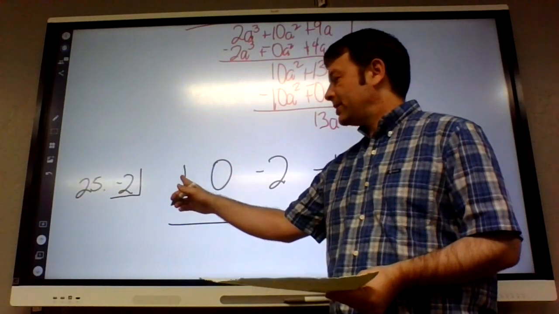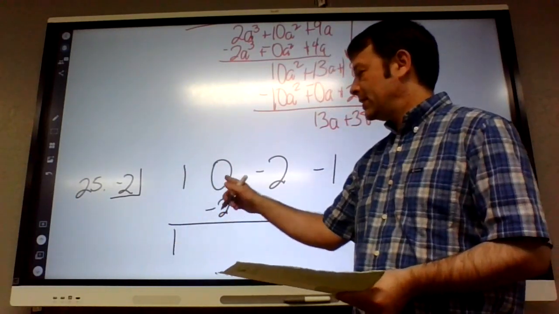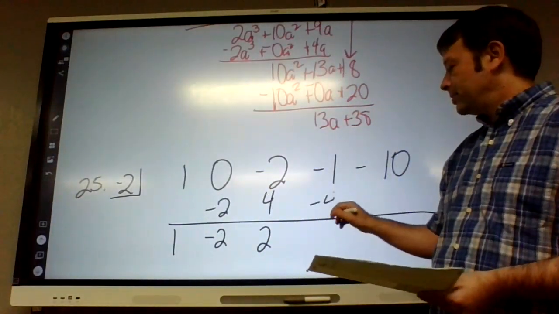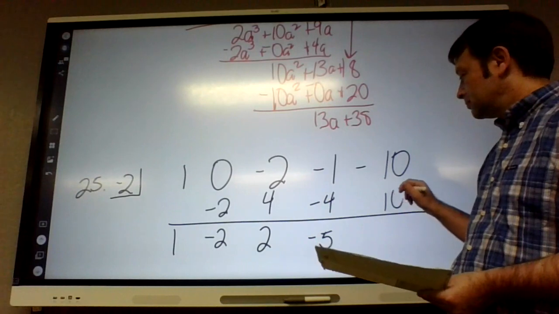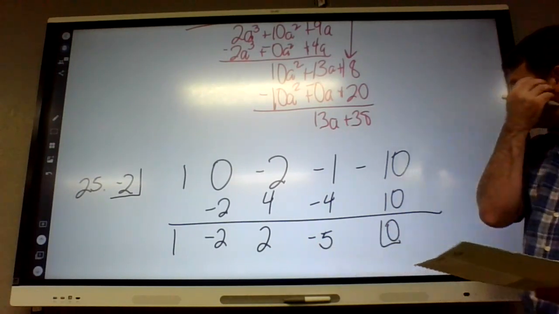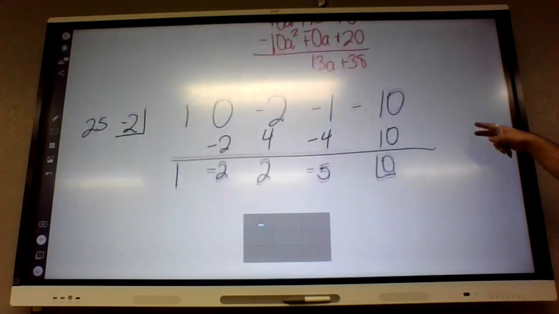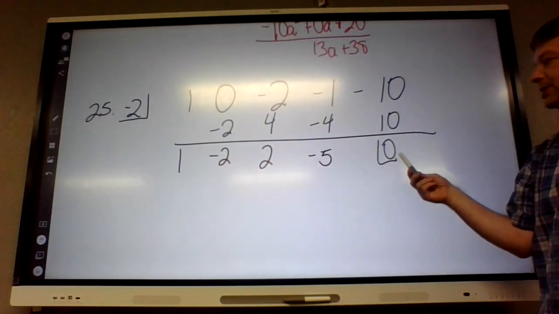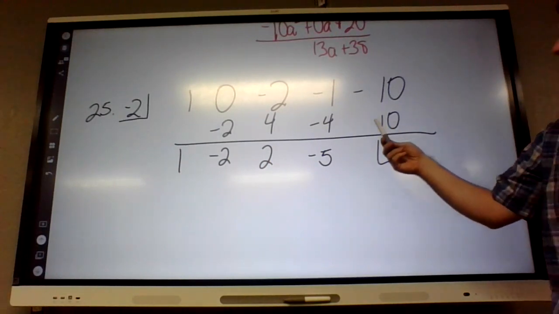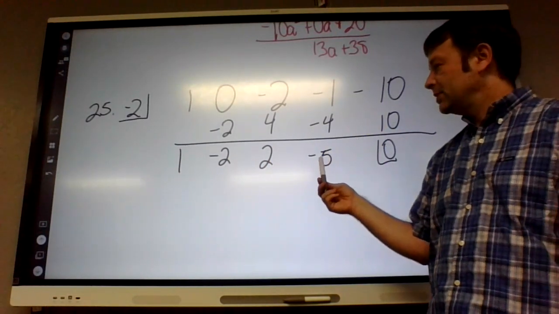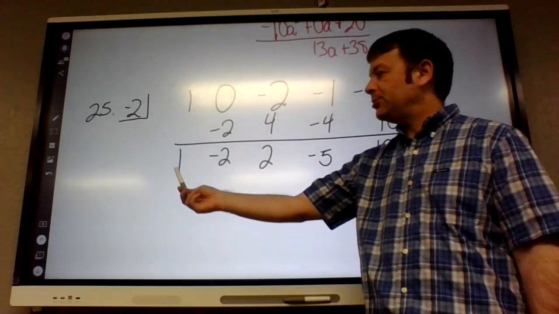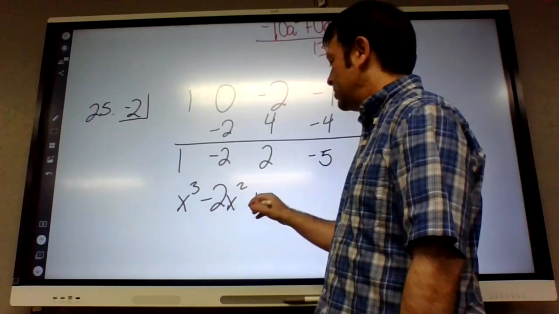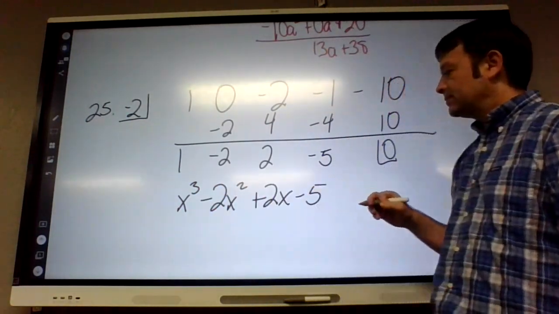Okay, you guys remember how this goes, right? Add down, multiply up, add down, multiply up. I'm not really too worried about this part. Alright, so what do these numbers down here mean? The 0 is the remainder. Negative 5 is just negative 5. This is the x term, x squared, x cubed. So this stands for x cubed minus 2x squared plus 2x minus 5.